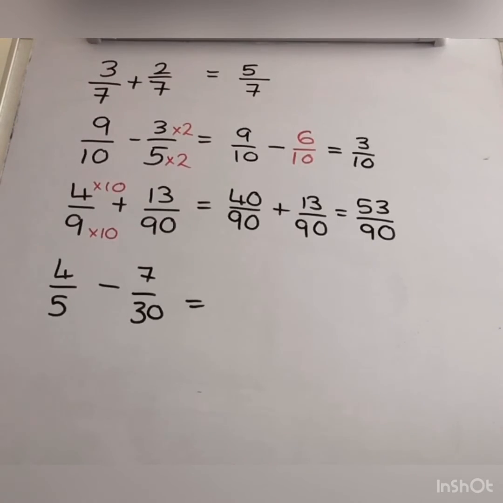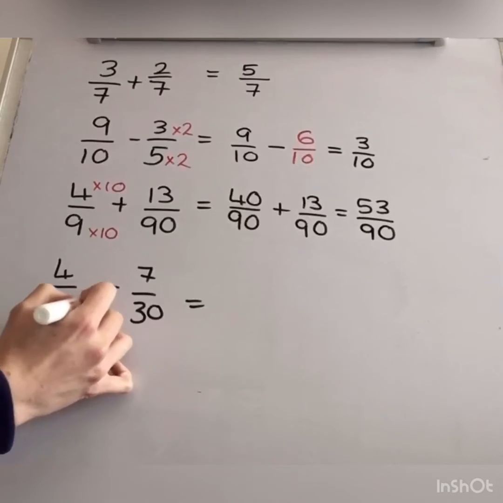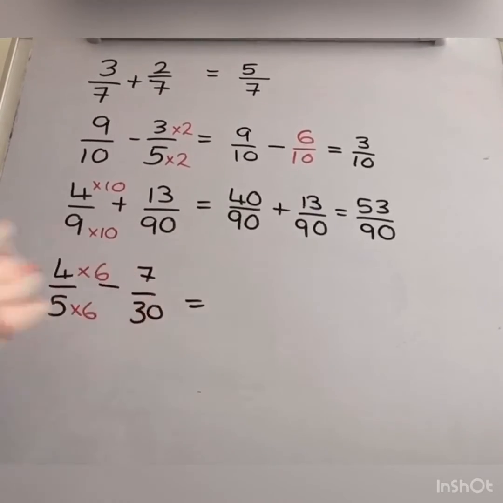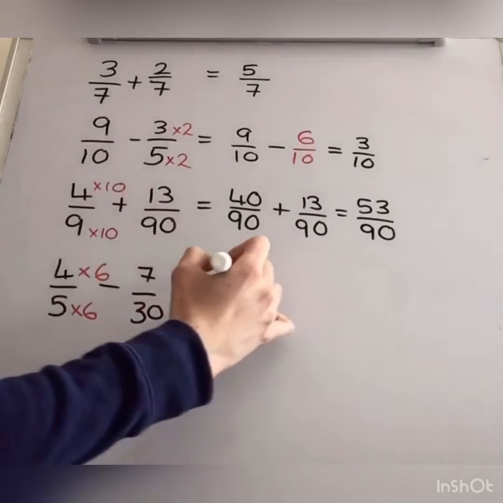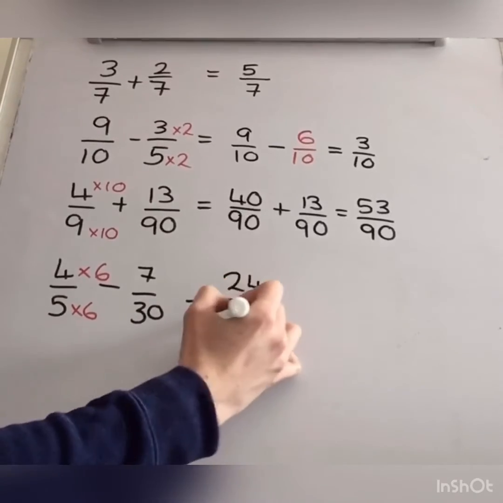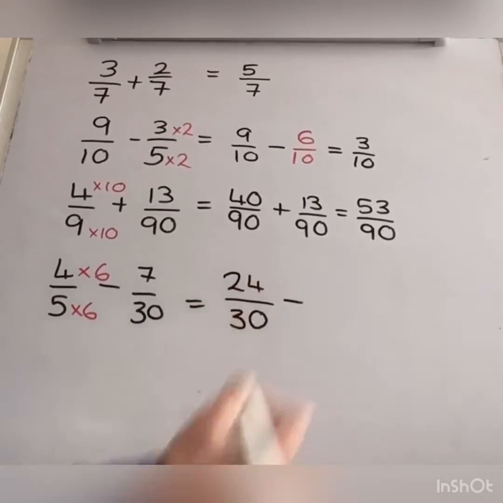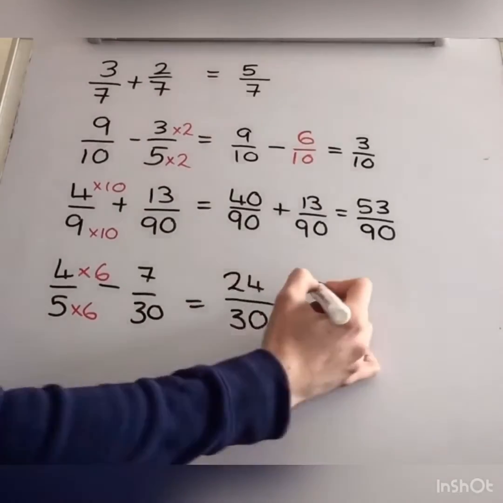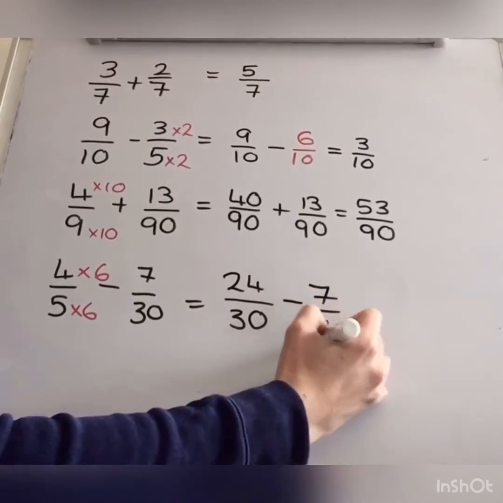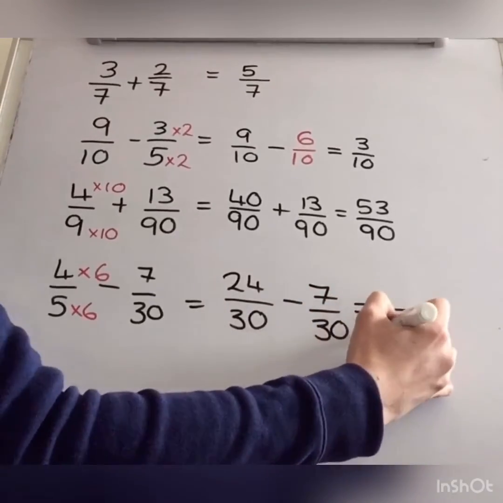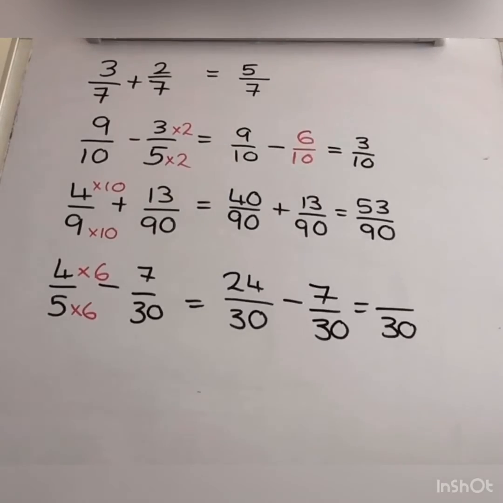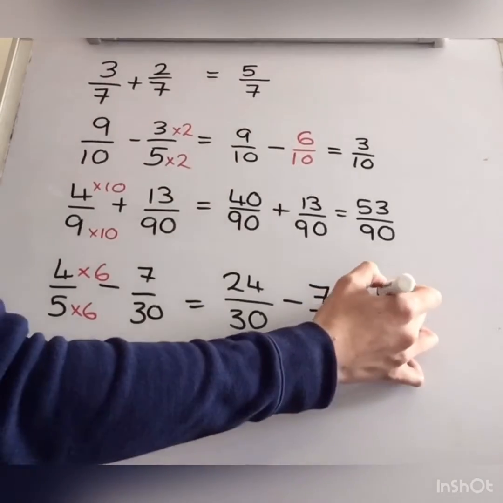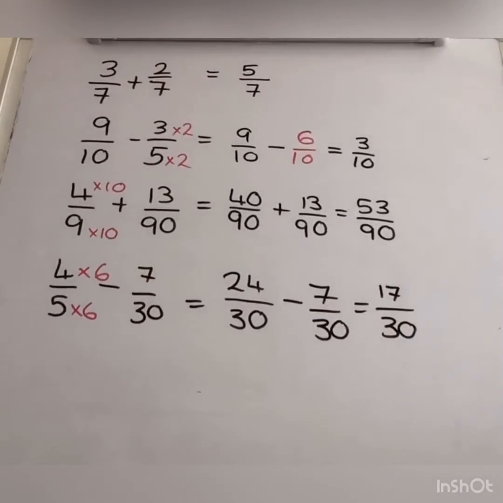Okay, and the last one then, I can see that I can multiply 5 by 6 to make the 30. So if I multiply the top and the bottom by 6, I get 24 over 30. Then I'm able to take away the 7 over 30 because we have a common denominator. So 24 take away 7 is 17.